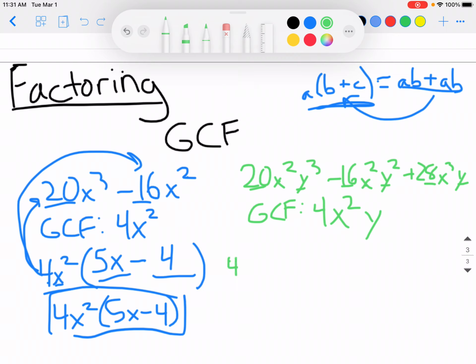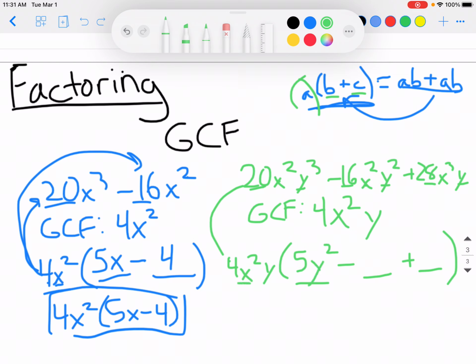Now I'm going to put this on the outside of some parentheses. And so that's kind of like my A term, and I've got to figure out what B and C are. But here I'm going to put in 3 placeholders. I'm going to copy the signs that I have, so it's going to be minus and then plus. Close those parentheses. All right, now to go from 4 to 20, times by 5, I don't need to do anything with the x's, but I will need some y squareds.